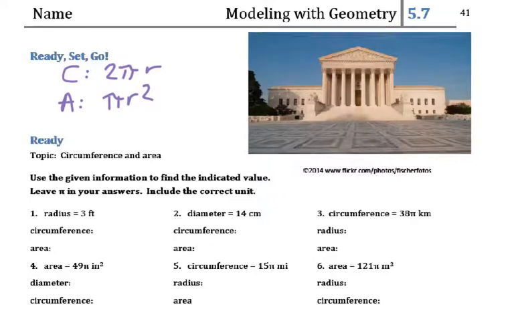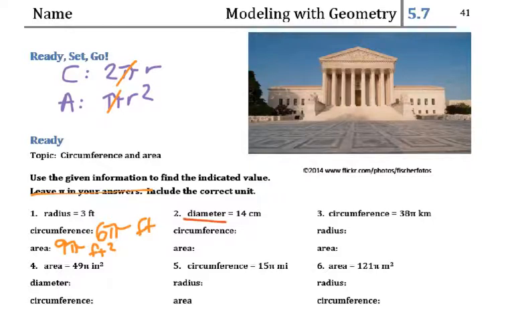So, if the radius is 3 feet, well then we just plug it in for each one. And apparently they want us to leave our answers with pi. So basically you don't worry about pi. So 2 times the radius would be 6 pi. 3 squared would be 9, so the area would be 9 pi feet squared. So it kind of eliminates needing a calculator.